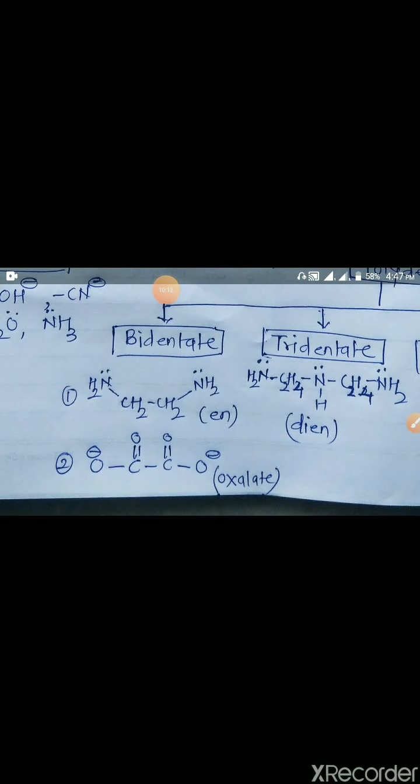Here you can see bidentate. Bi means two. That is, the ligand which has two donor atoms is called a bidentate ligand. Here you can spot EN. EN means ethylene diamine, it is the short form. Here you can see there are two nitrogen atoms, each having one lone pair. That is, there are two lone pairs, two donor sites, and that's why it is bidentate.